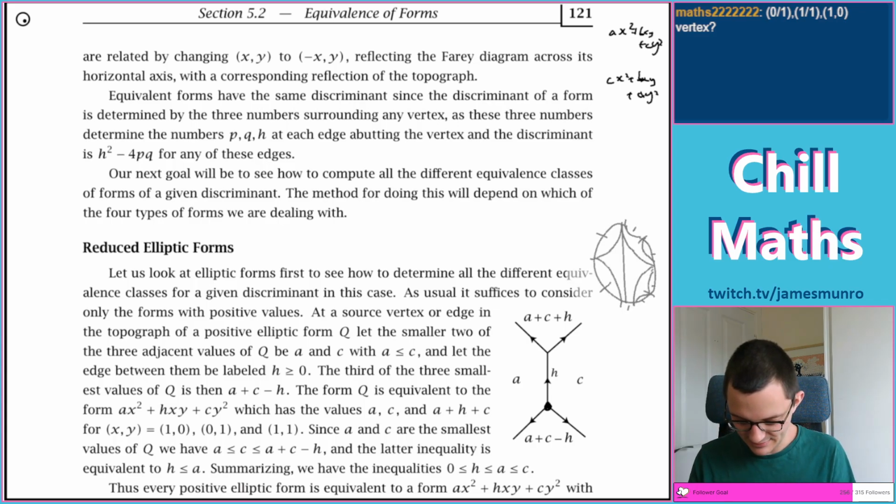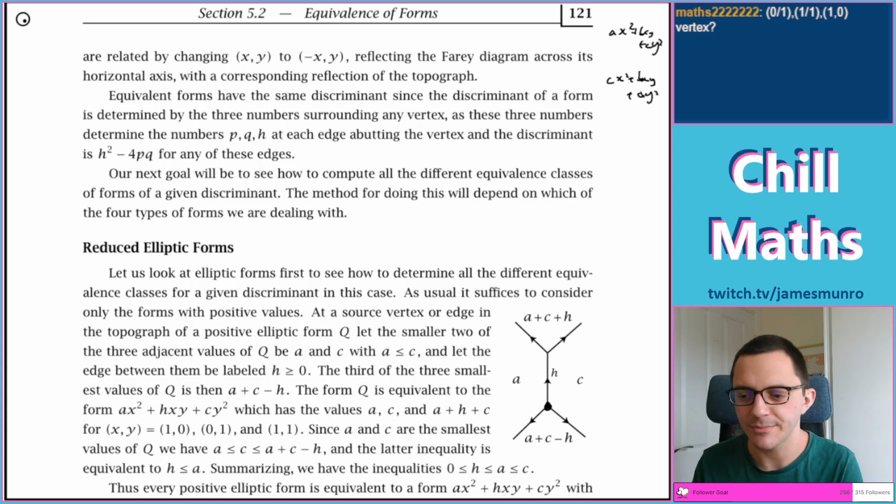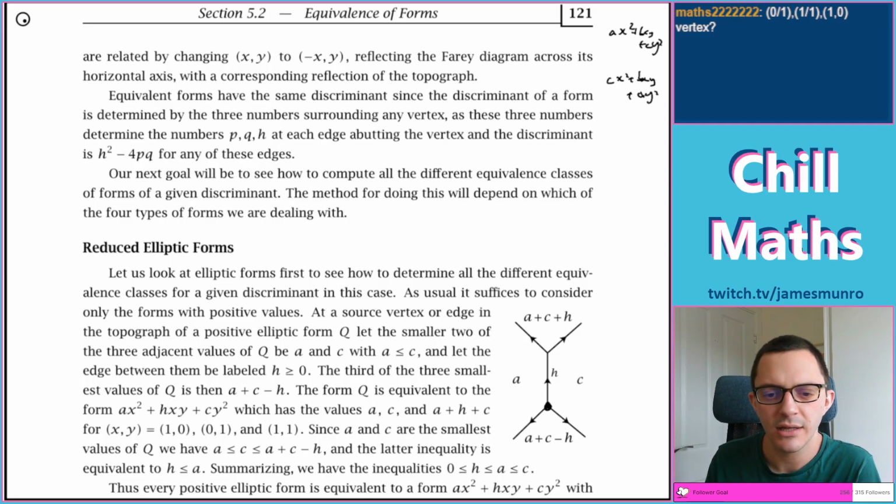That is a terrible picture. Least circular circle. Okay.